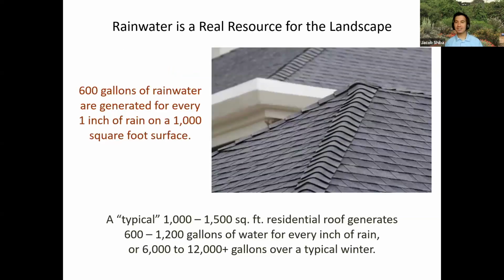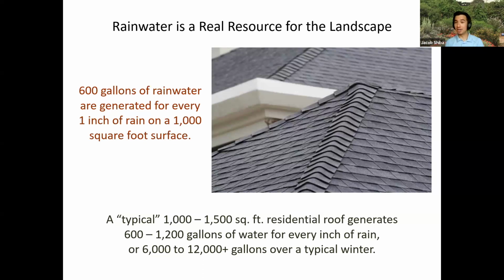Now, if you're thinking to yourself, well, maybe where we live, we don't get a lot of rain, or maybe where we live, we get a ton of rain. Well, it's a very easy calculation to figure out how much water your roof accumulates. And the formula for that, if you will, is that for every 1,000 square feet of roof area, a 1-inch rainstorm generates over 600 gallons of water. Right, so think about that. 1-inch rainstorm, 600 gallons of water. So if we have a typical residential roof, somewhere between 1,000 to 1,500 square feet, we're generating potentially 6,000 to 12,000 gallons of water over a typical winter.